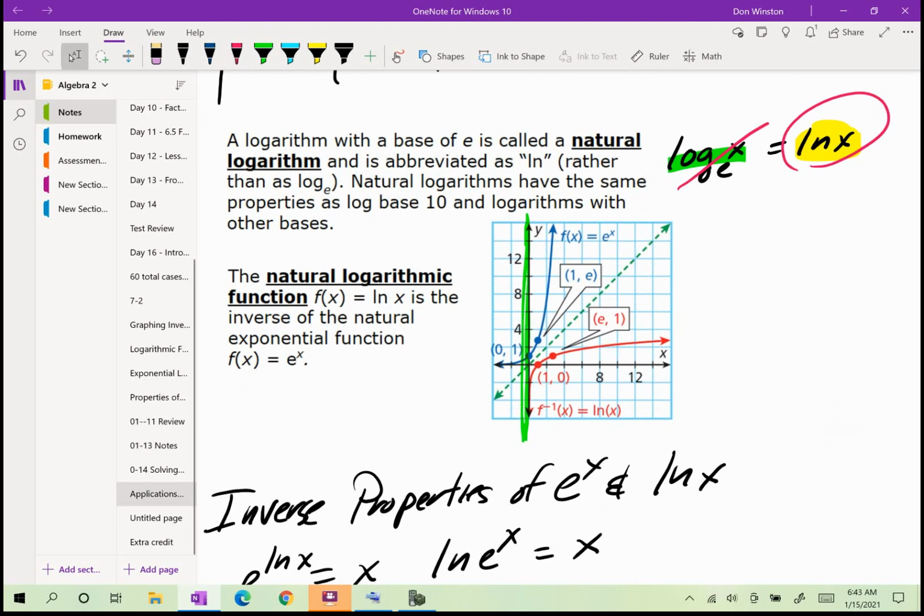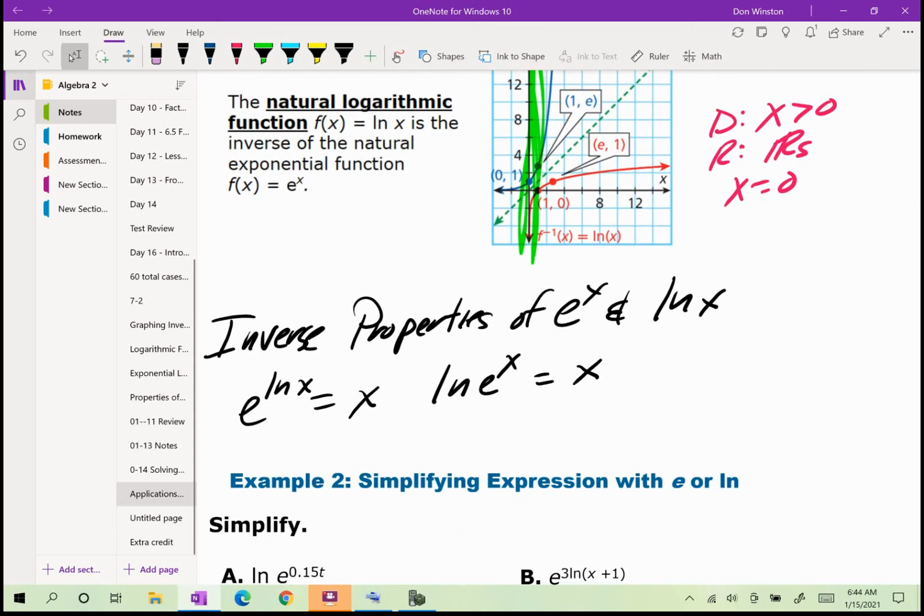The natural log of x is the inverse of the natural exponential function e raised to the x. The domain for the natural log would be x is greater than 0. The range would be all real numbers. We'd have a vertical asymptote at x equal to 0. So you see there, that graph never crosses the y-axis. Vertical asymptote at x equal to 0.